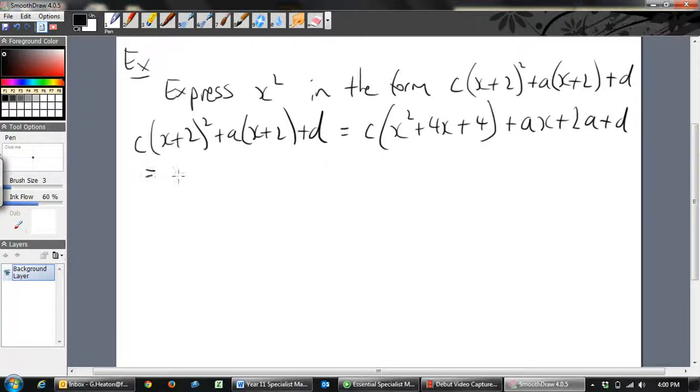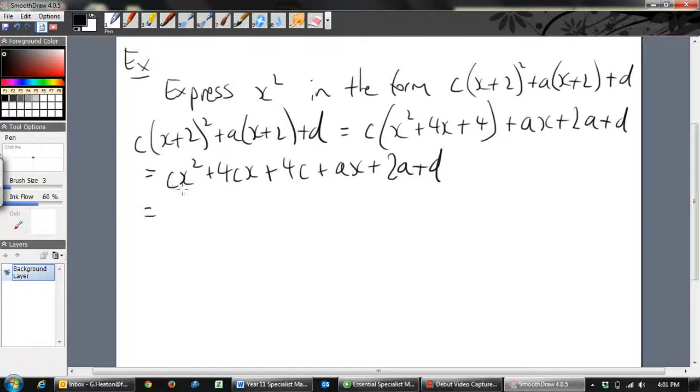So just expanding all that out, and what I'll do is just start collecting it. I'll do one more step, so no one can yell at me. cx squared plus 4cx plus 4c plus ax plus 2a plus d. Okay, now let's pull everything together.